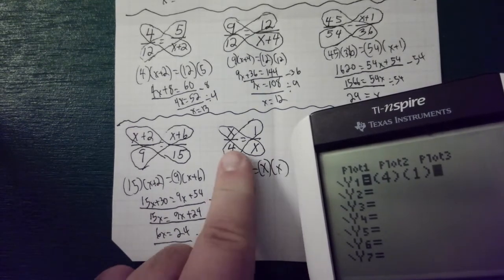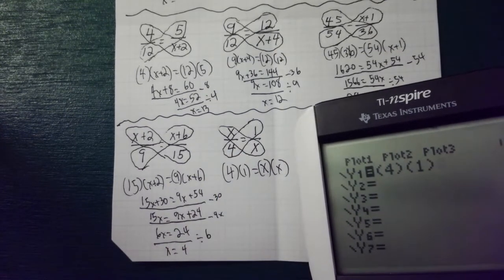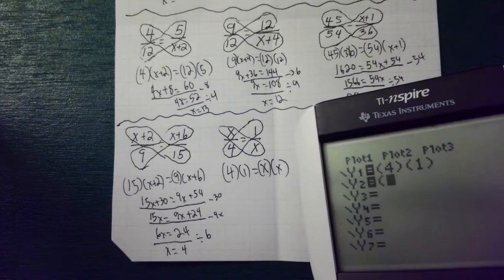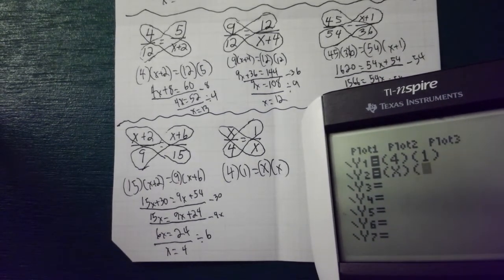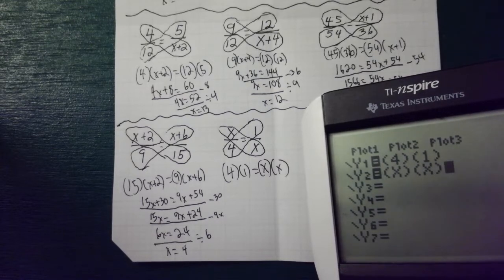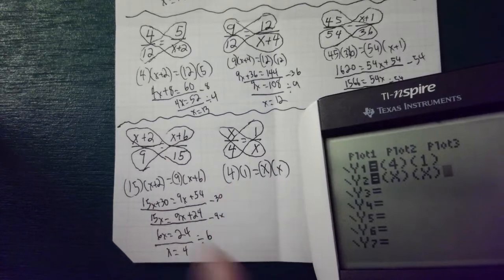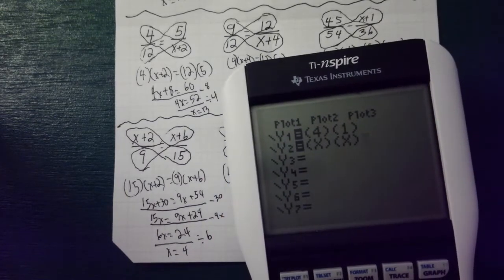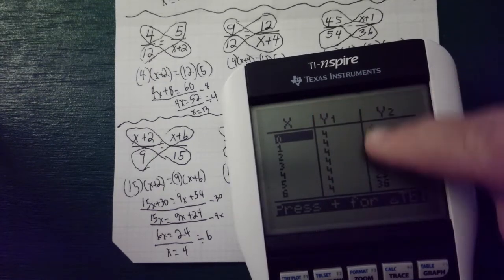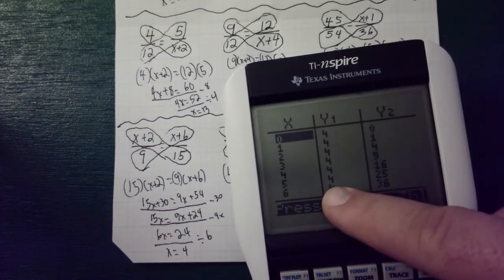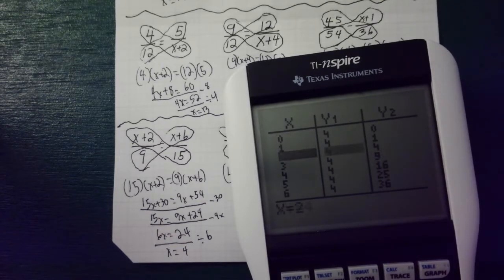The right-hand side of the equal sign needs to go in one of the other y's. It doesn't matter which one. I usually just do y2. Open parentheses, x, close parentheses, open parentheses, x, close parentheses. You type in exactly what you wrote down. Now, we're going to go to the table, second graph, and you are looking for when these two columns are the same thing. And it happens right here. And bam, 4 and 4.